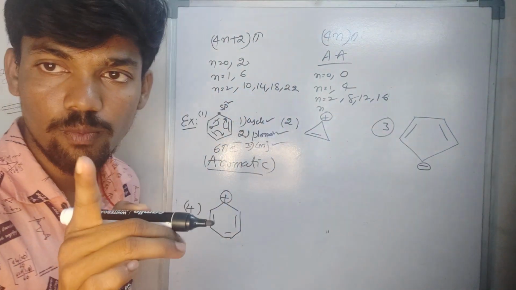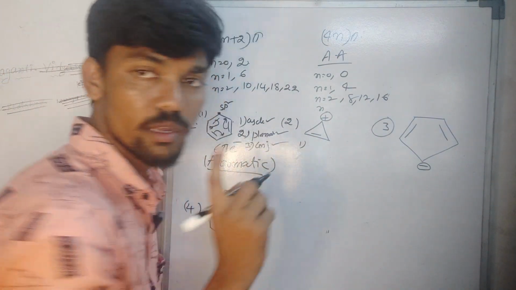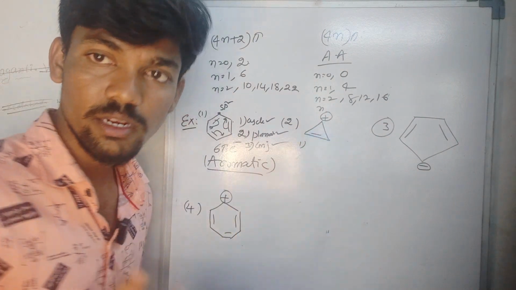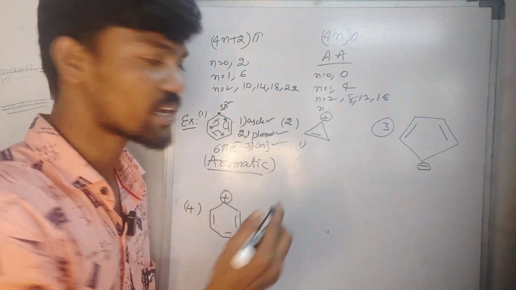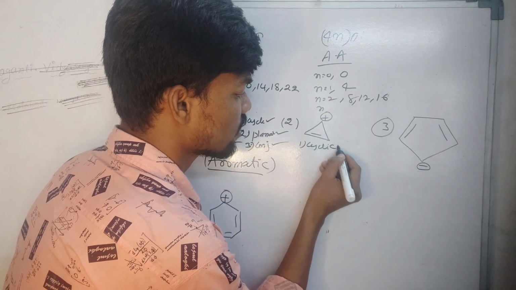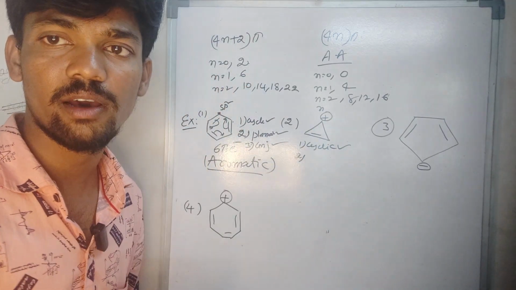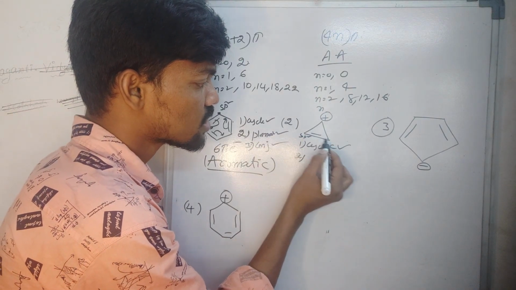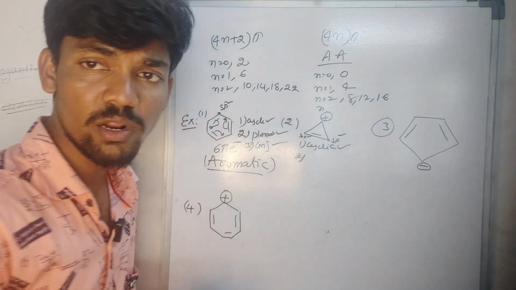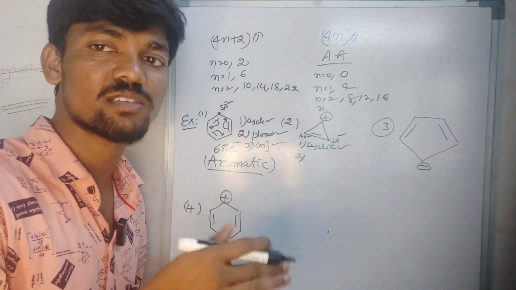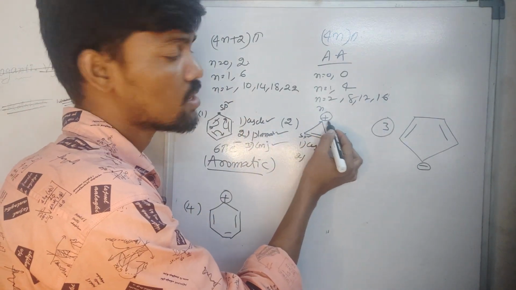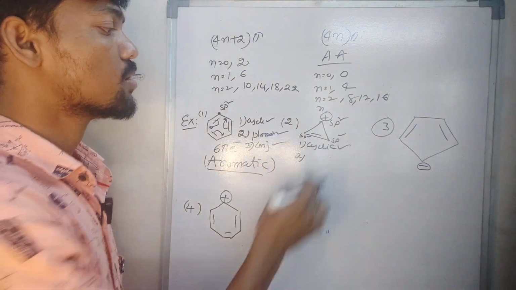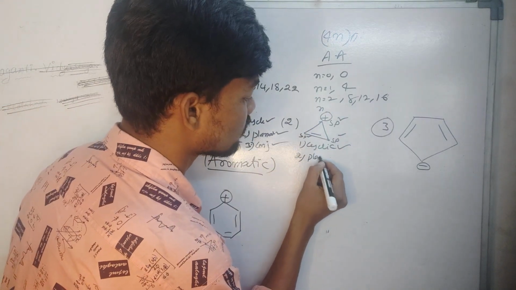Then first of all, what is the first rule? Is it cyclic or non-cyclic? Cyclic. It's a cyclic, so we have to consider it as a cycle. First one is cycle, done. Second one, planar or not? Planar. This is sp2, this is sp2. I already told you, if a charge is there, it is in conjugation, resonance is there. That's why it is sp2 hybridized carbon, so it is also planar.